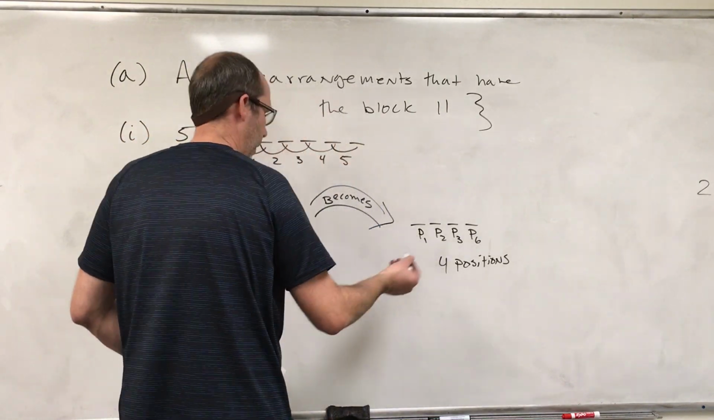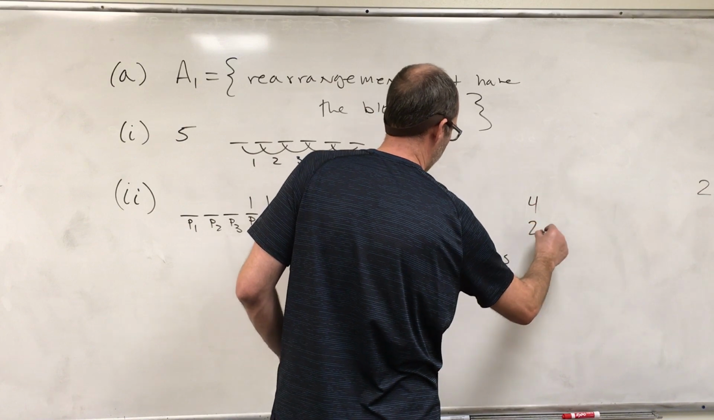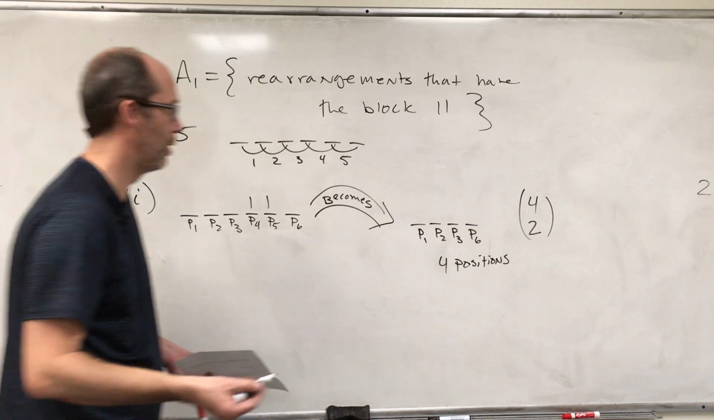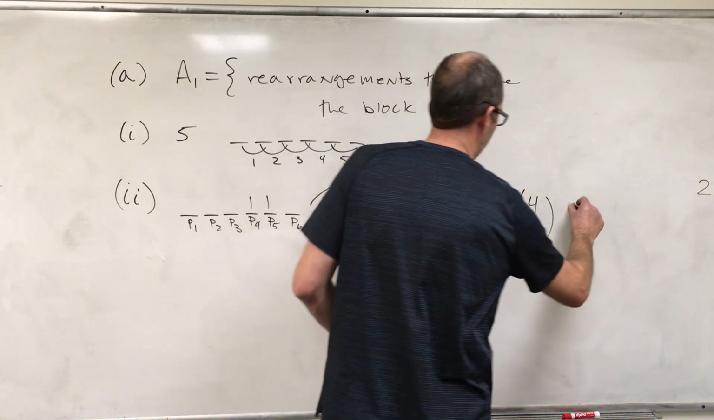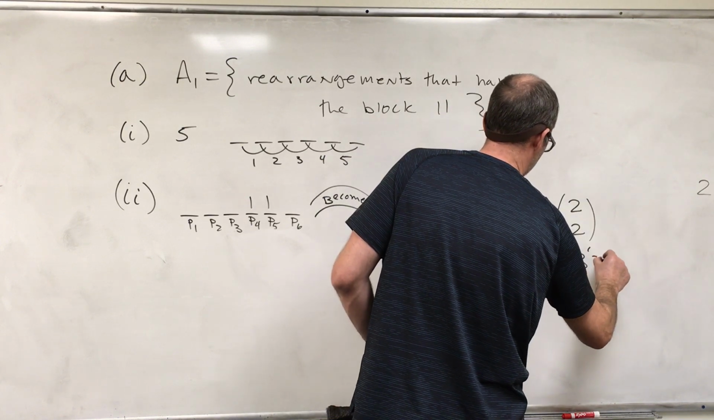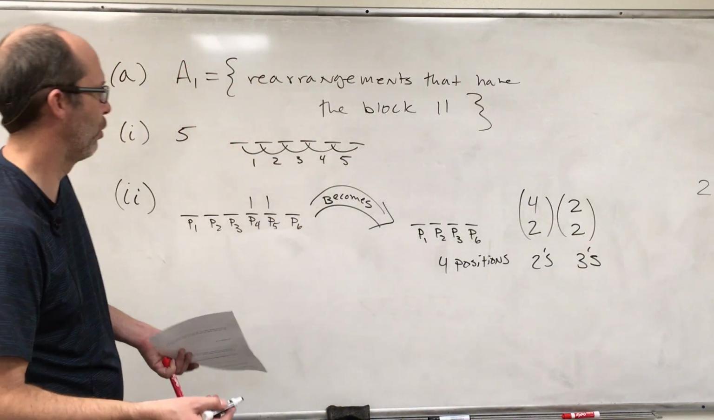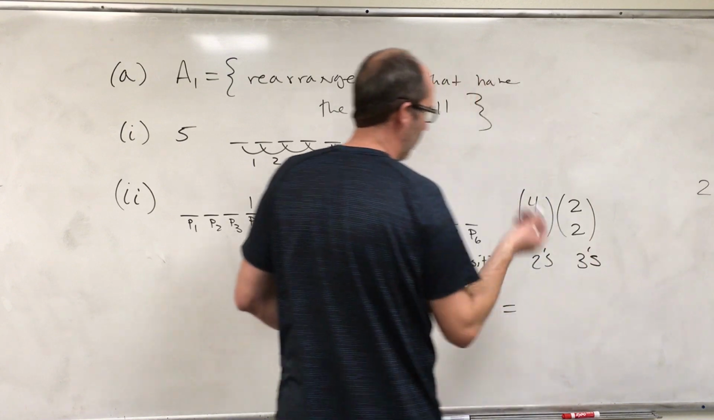So here we've got 4 positions. Choose 2 of them to be the 2s. Then we have 2 positions left over. Choose 2 of them to be the 3s. 2 choose 2 is 1.